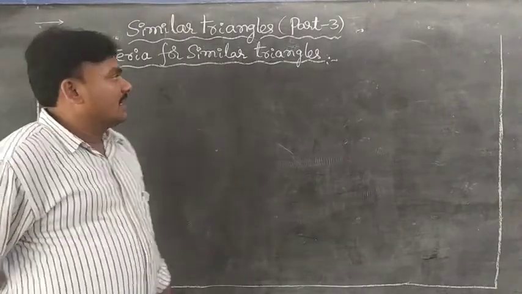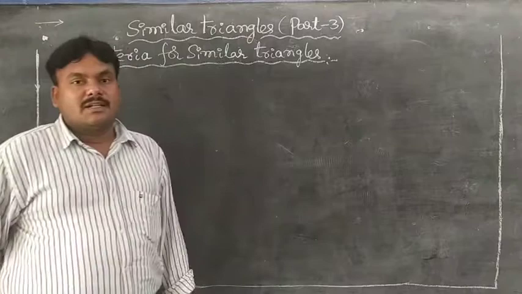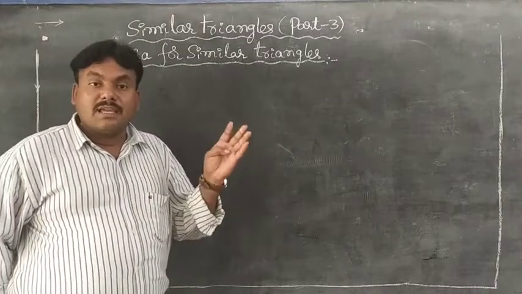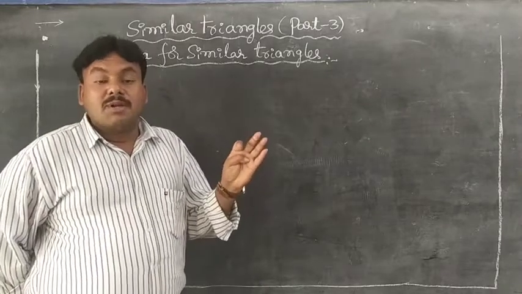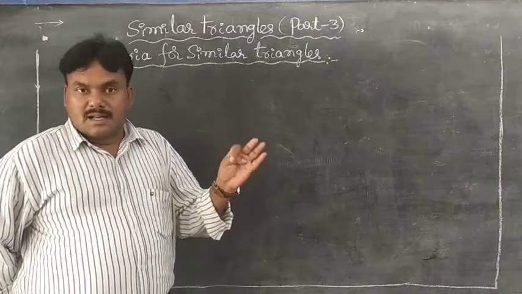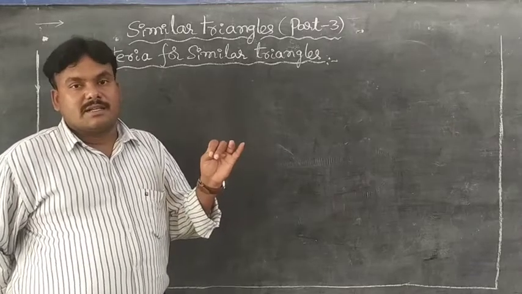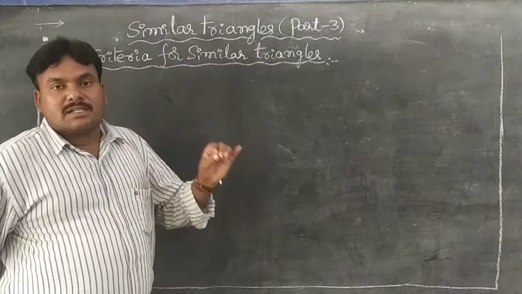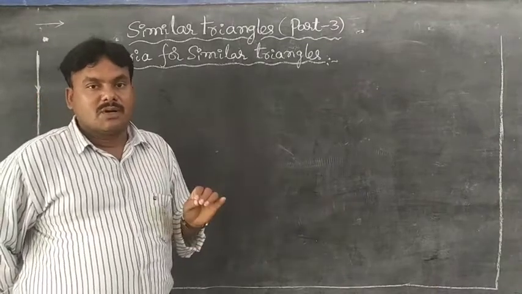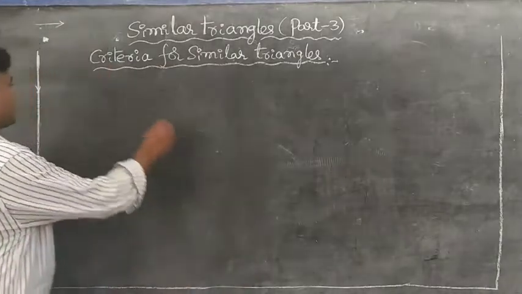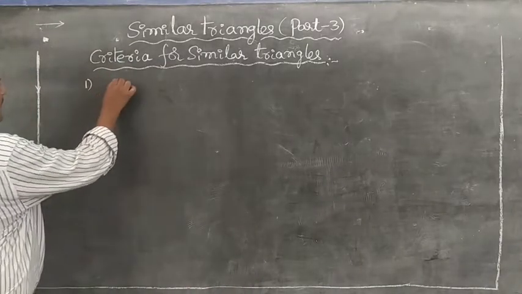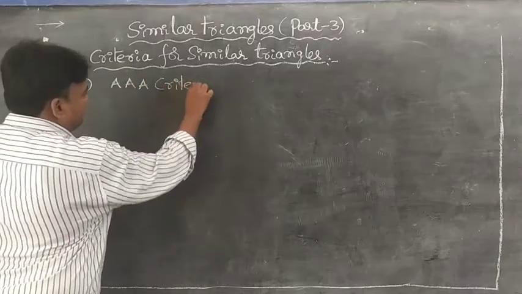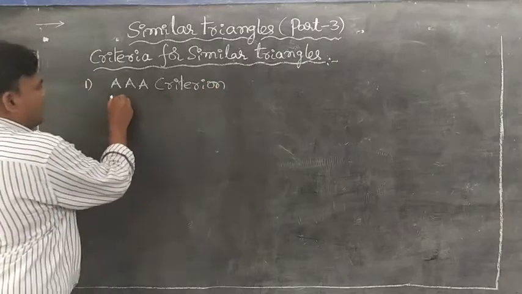What is a criterion? In 10th class standard we use just 3 criteria. First one is the AAA criterion. Second one is the SSS criterion, and the third is the SAS criterion. These 3 criteria are used in the 10th class similar triangles chapter. First of all, observe the first criterion. Number 1, AAA criterion. So what is the AAA criterion?